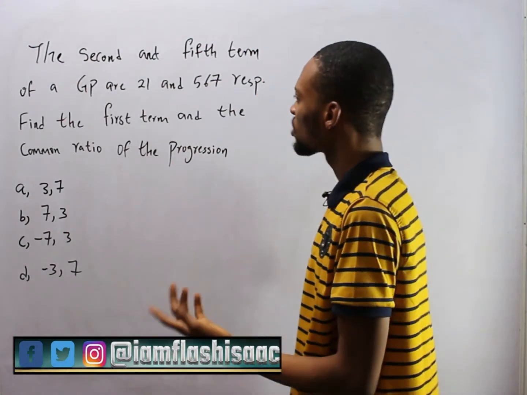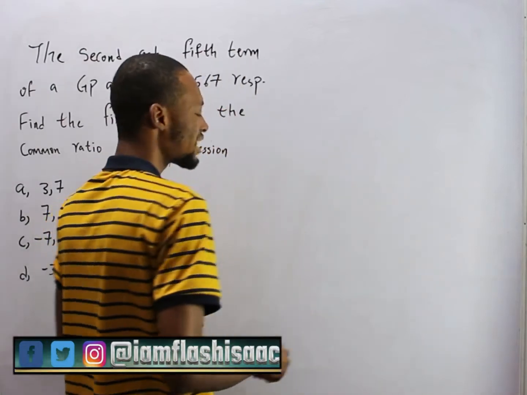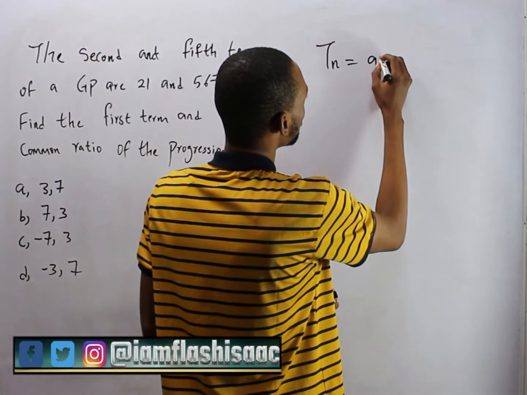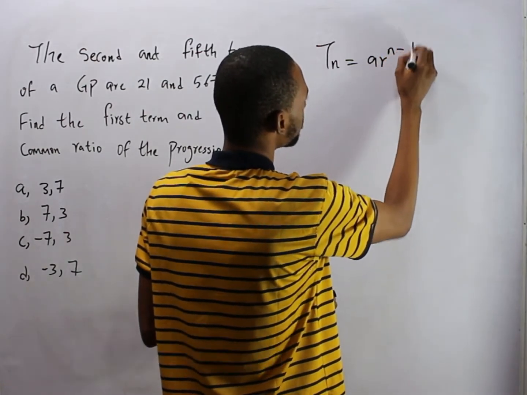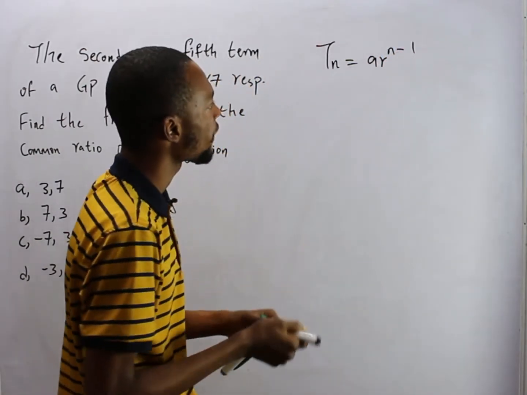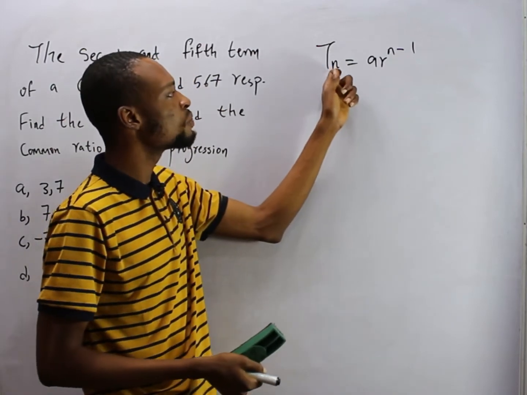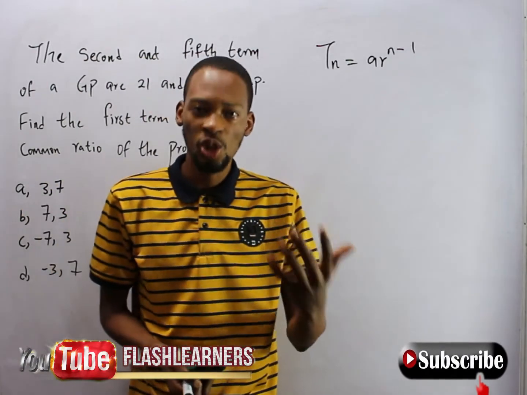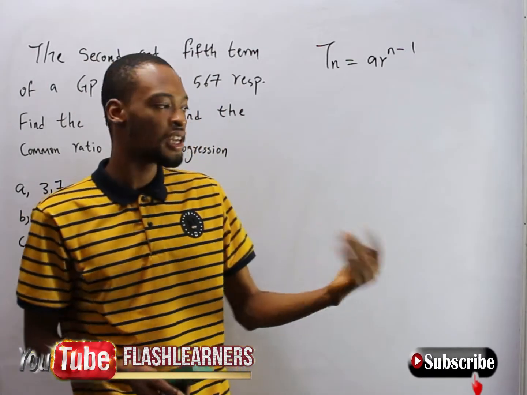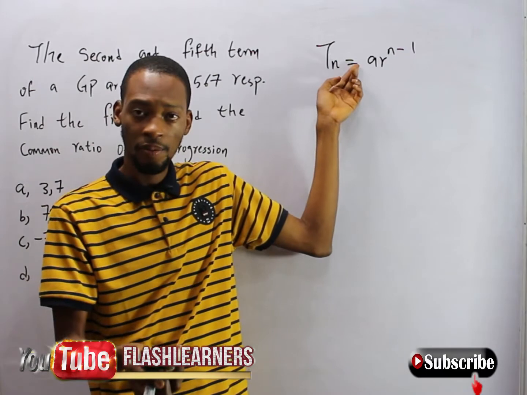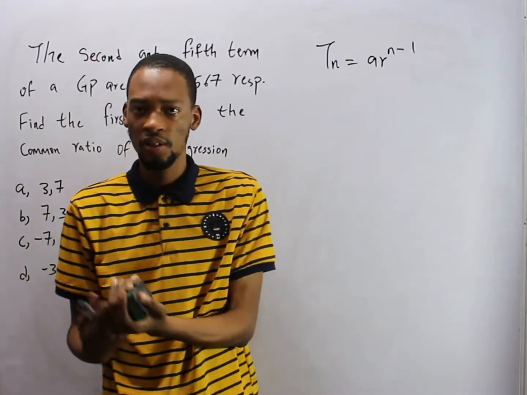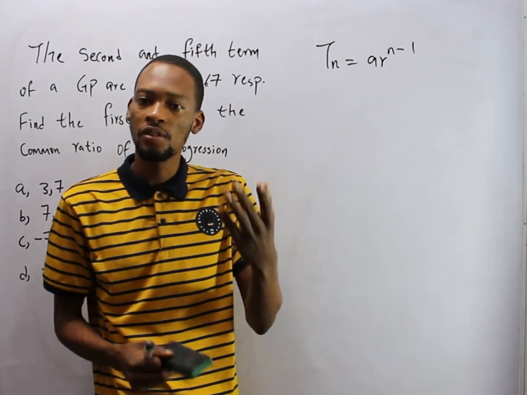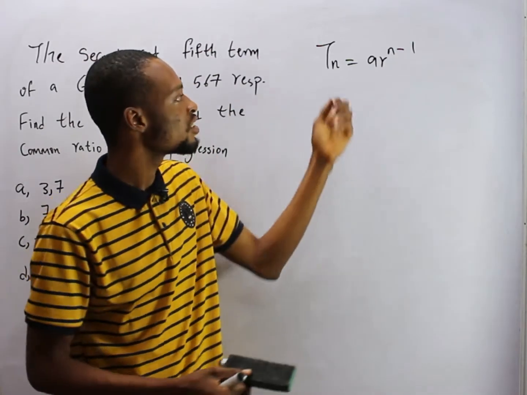Now, in geometric progression, the nth term is equal to a r^(n-1). Now look at what it means. n means the term in question. If I say look for the third term of a geometric progression, n becomes what? 3. If I say look for the fifth term, your n becomes 5. So if I say look for the 20th term, n is 20.